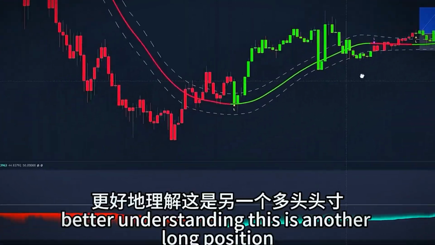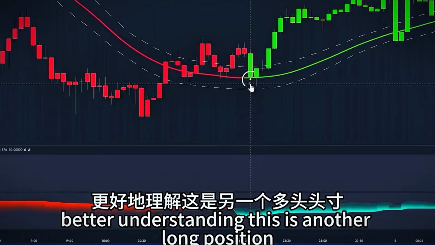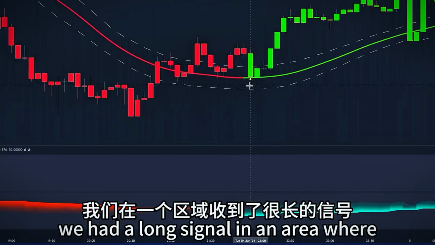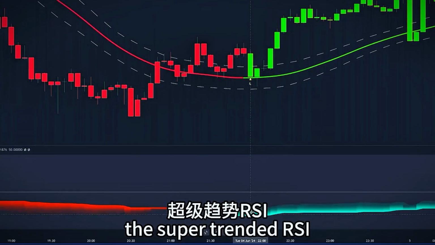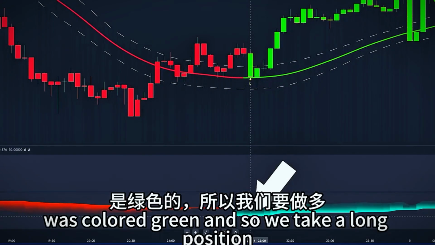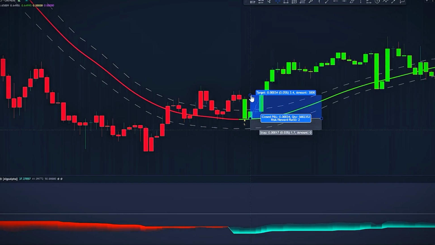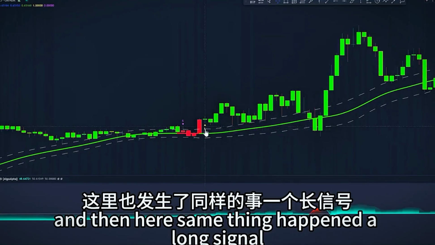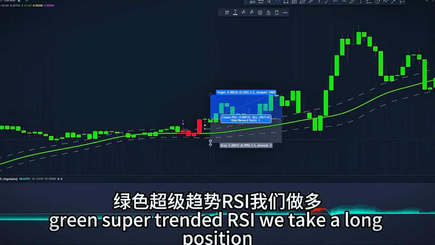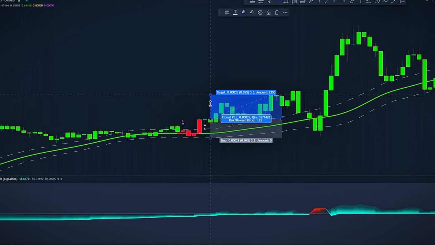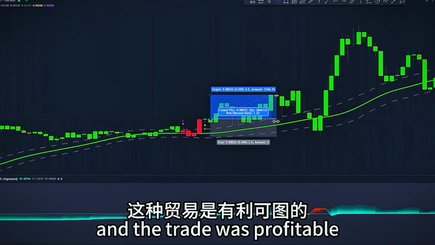Now, for better understanding, this is another long position. As you can see, we had a long signal in an area where the Super Trended RSI was colored green, and so we take a long position. And then here, same thing happened. A long signal, green Super Trended RSI. We take a long position, and the trade was profitable.